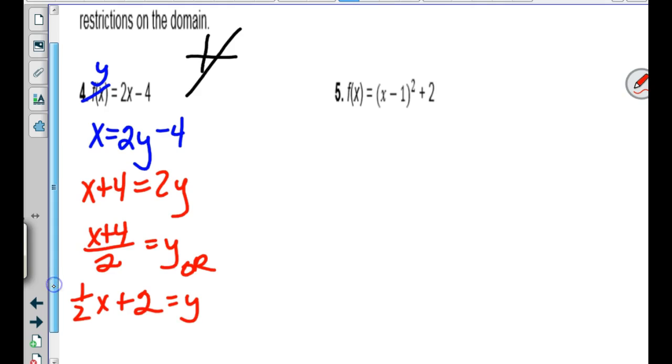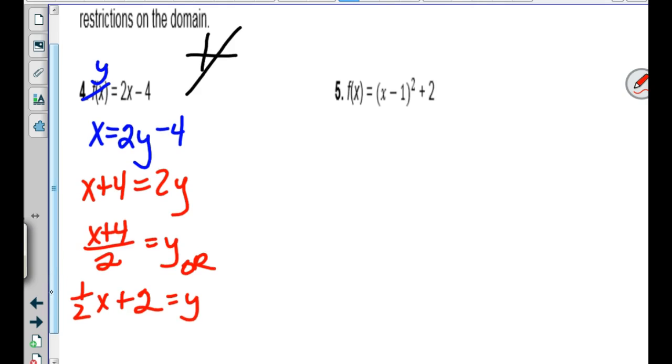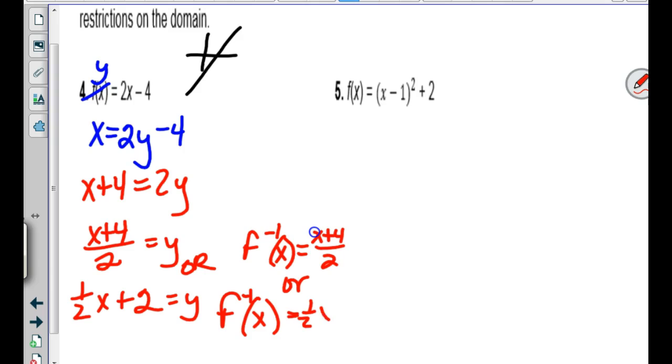Is the inverse a function? Did the original pass the horizontal line test? Yes, so it was 1 to 1, so the inverse is a function. So I could require you to write it with this notation, but I really don't care. Either one of those is correct.